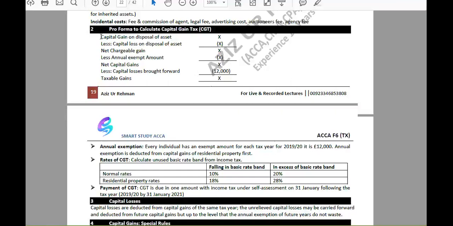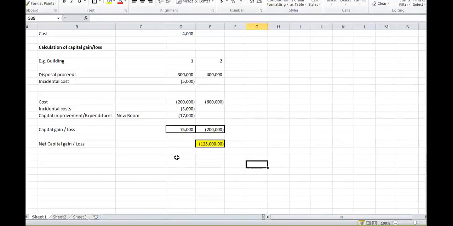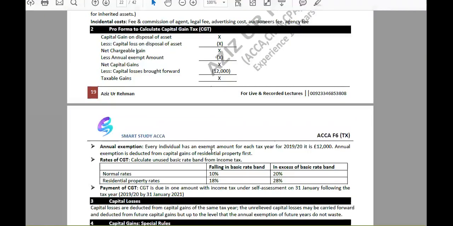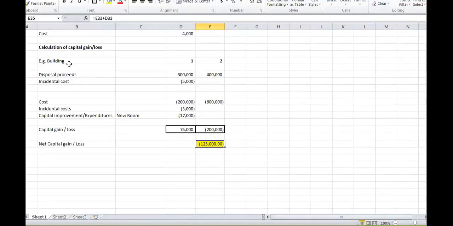If we have sold different assets during the year, we will write down gain of all the assets over here. And obviously, we will deduct capital losses on all of the assets. We have net capital gain. Just like the example we have just discussed, we have capital loss of £125,000. So if we have capital loss over here, we will not pay any tax. But if we have net chargeable gain over here, then what to do? So let me explain.